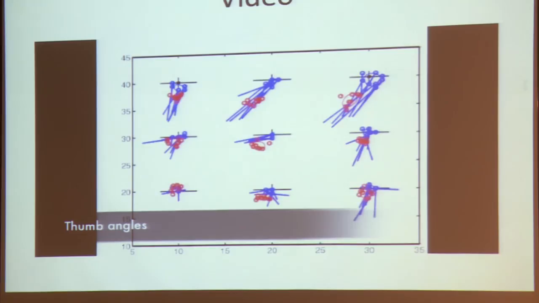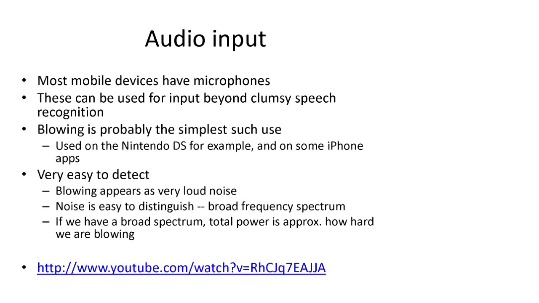So other ways in which you can control devices: most of these things have got microphones. You could speak to them, but you can also use the microphones for other purposes. Some games have been doing simple things like picking up the sound of blowing, which is a broad spectrum noise, to control the system.